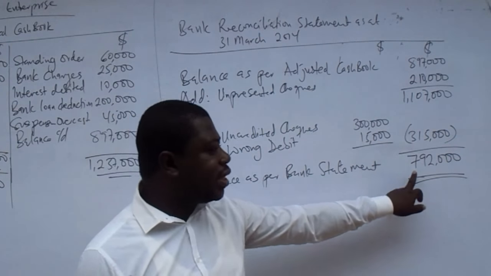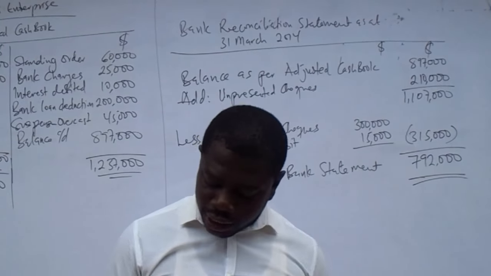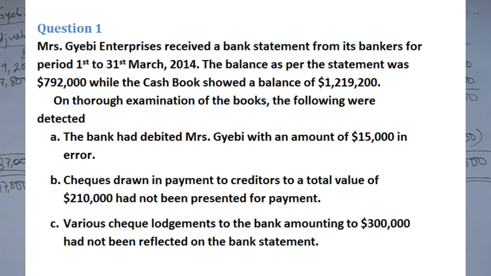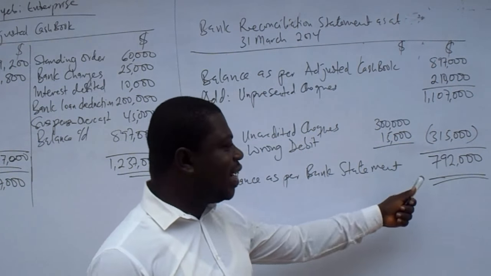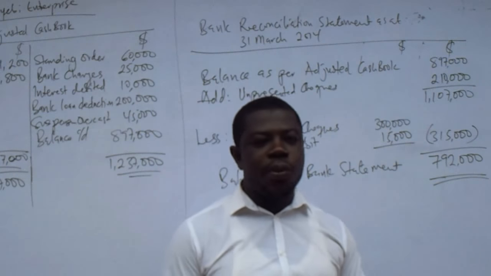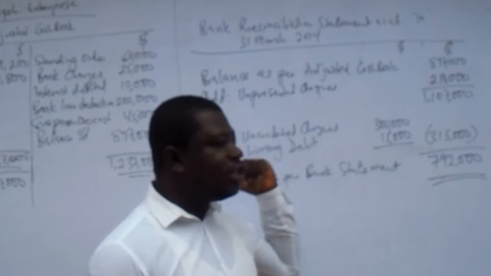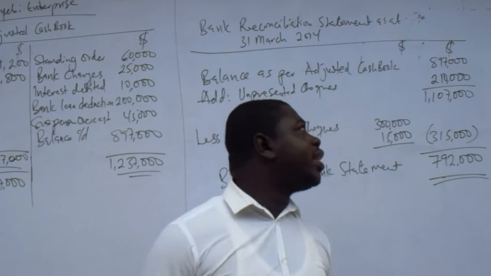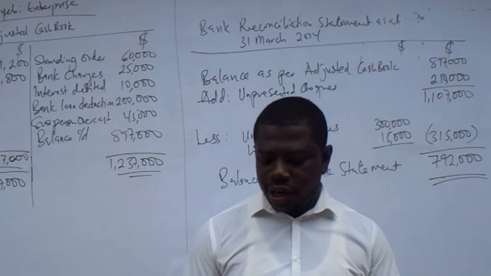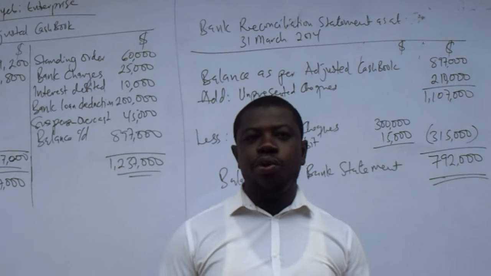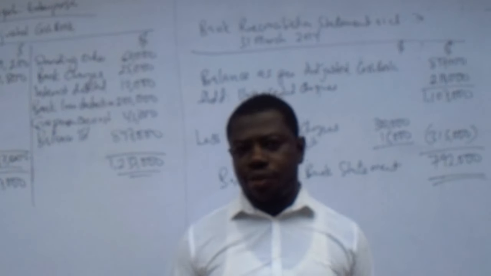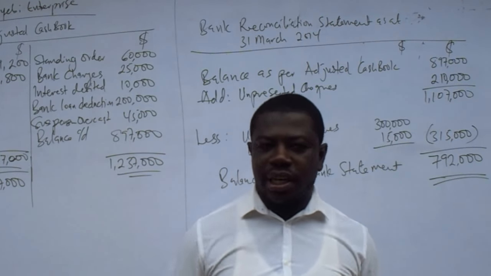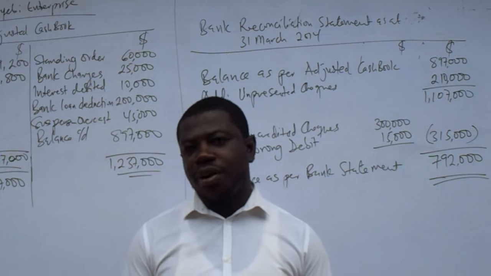And ladies and gentlemen, this is the same balance that was given in the question. We are told in the question that the balance as per bank statement was $792,000. And so after solving your question, if you don't get the same balance as what has been given to you in the question, then it means that you made a mistake somewhere. And that is why you were not able to do a proper reconciliation. And so this is just a question to help your understanding. In our next video, we will try and look at more complex questions involving errors. And then we will look at how to better understand and become masters of bank reconciliation.